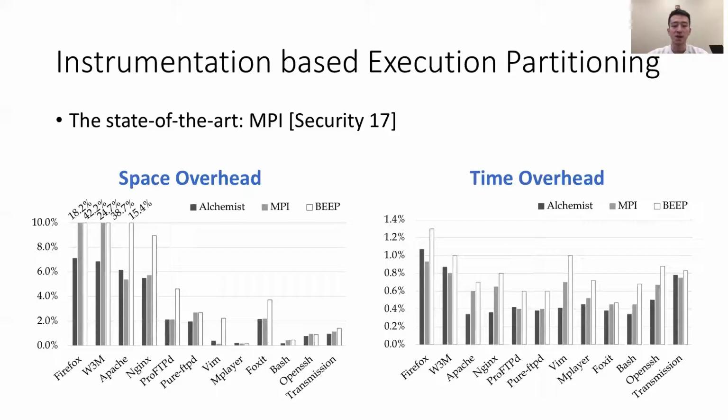For space overhead, our system introduced much less overhead for complex applications such as Firefox. For Firefox, our system introduced 7% overhead, while MPI introduced 18% and BIP introduced 14.2% overhead. For time overhead, Alchemist has the lowest overhead for most applications.